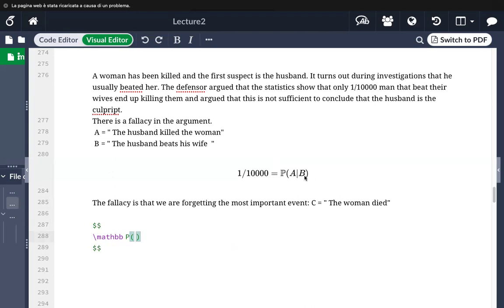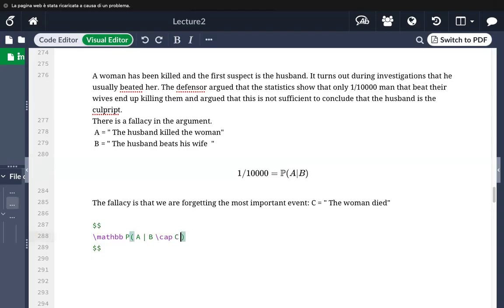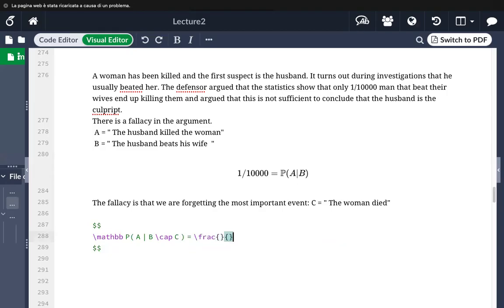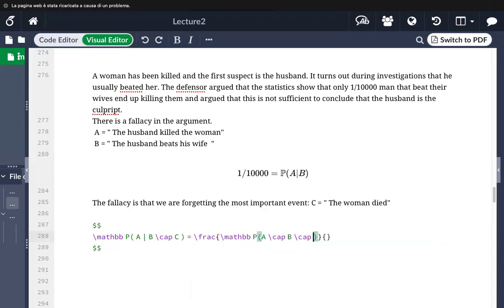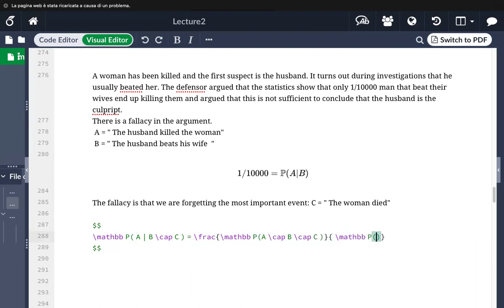So this P, the probability of A given B, that is estimated by this number, it's okay. But now we have to compute this probability, the probability of A given B and C. This is equal to the probability of A and B and C divided by the probability of B and C.